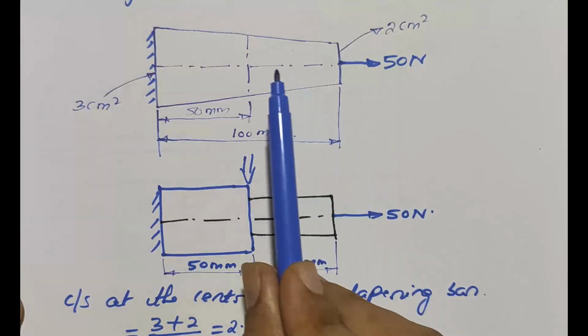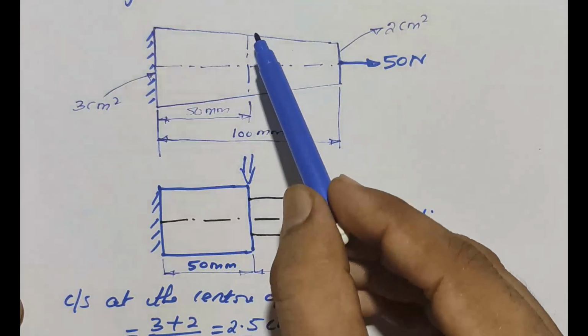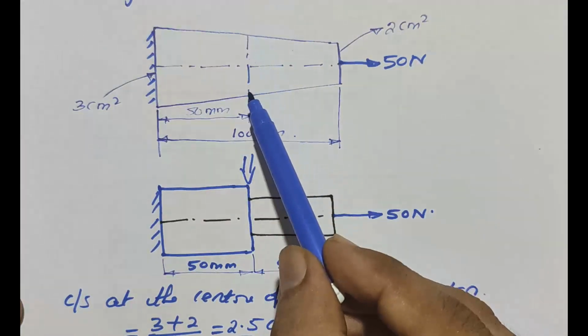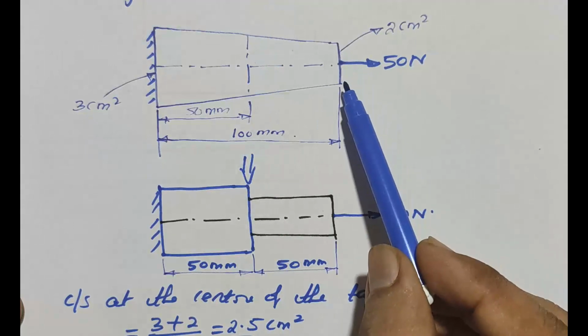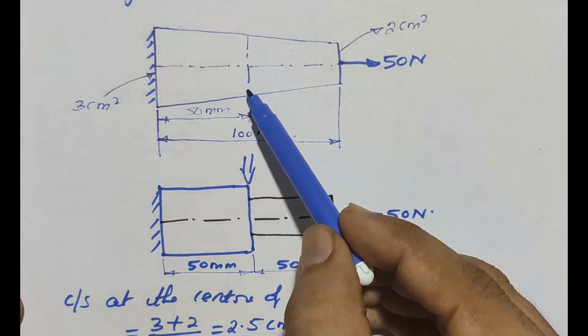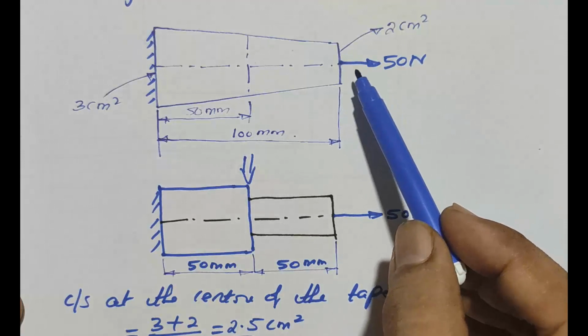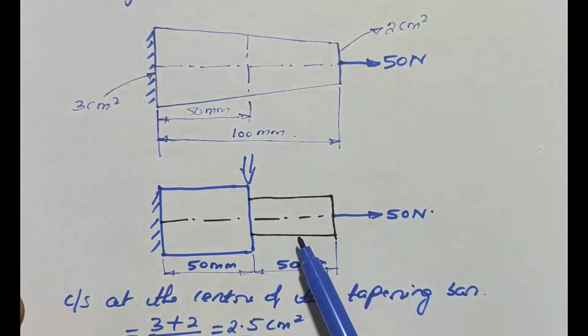Next we need area of this second step, cross sectional area of this second step. That will be equal to average area of these two. Means if you take the average area at the center and at the free end, that will be the cross section area of this second step. See here it is 2.5 centimeter square, here it is 2 centimeter square. Average of these two area will be the cross section area of this second step.